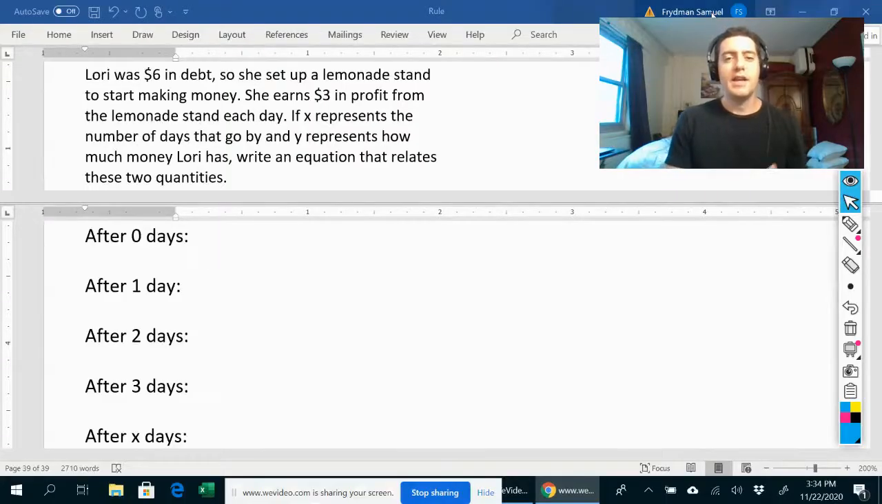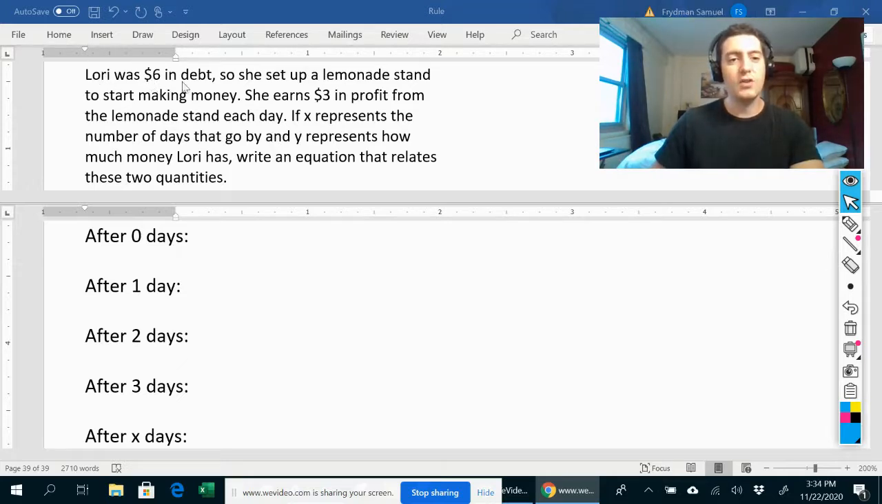Hi everybody. In this video, we're going to take a look at a couple of examples where the relationship between the two variables is linear, and we are going to write an equation that describes that relationship. So let's take a look at the first example.